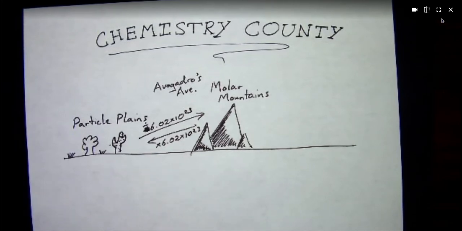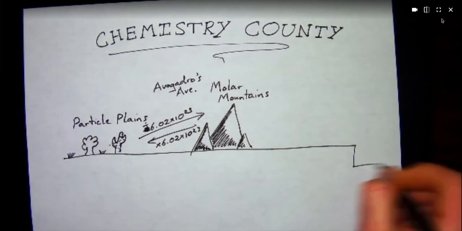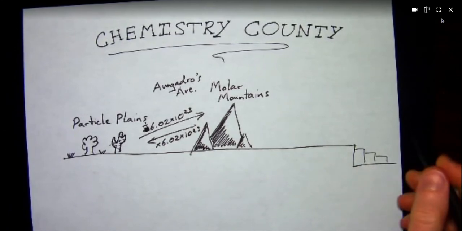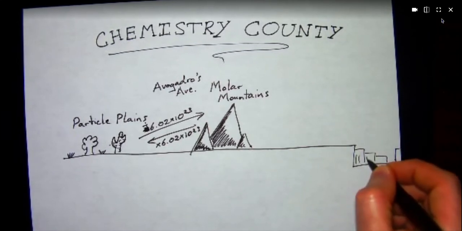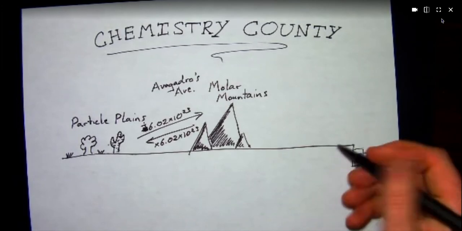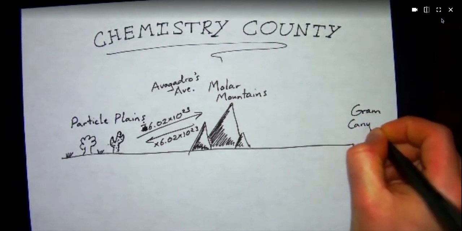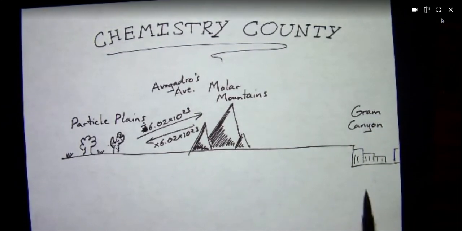And then we introduced another concept. We introduced the concept of molar masses, a number of grams. So over here, we've got, I apologize for my art skills. I'm not super skilled here. But we've got the Gram Canyon over here. Another location that you can get to.